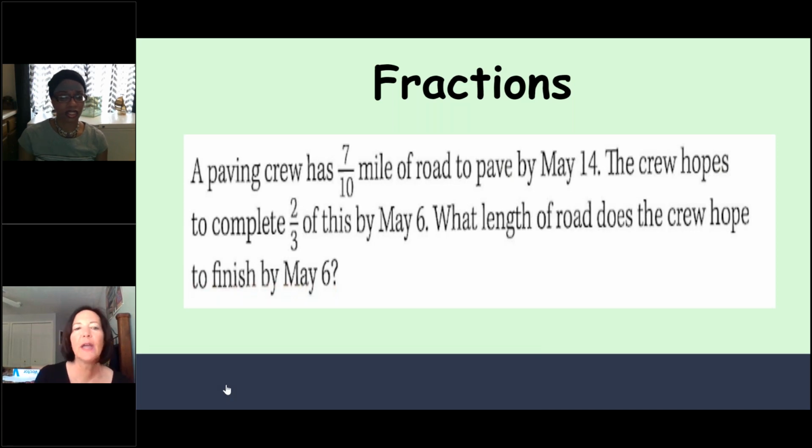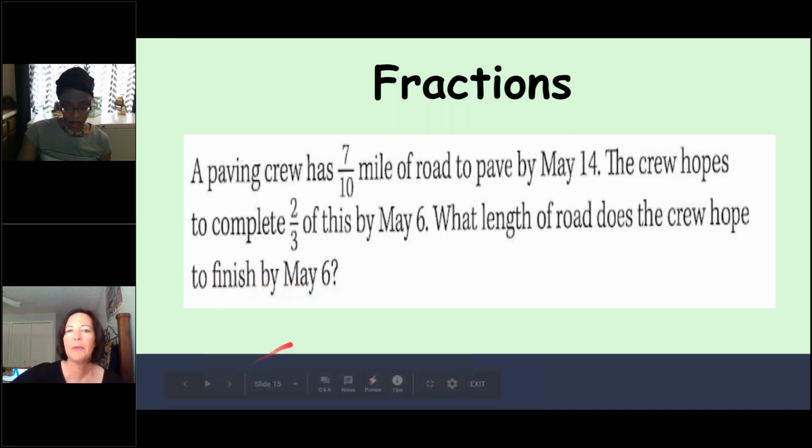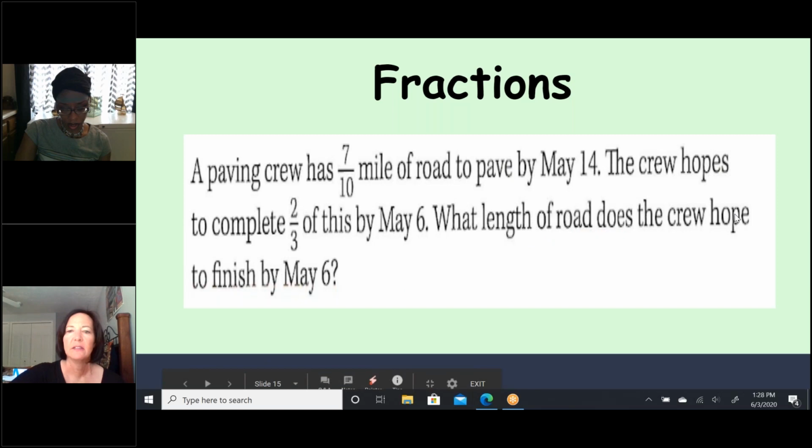A paving crew has 7/10 mile of road to pave by May 14th. The crew hopes to complete 2/3 of this by May 6th. What length of road does the crew hope to finish by May 6th?